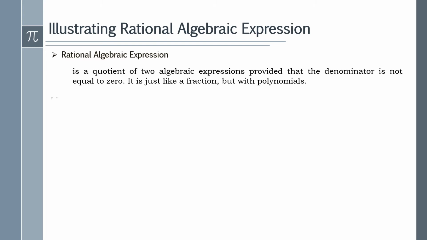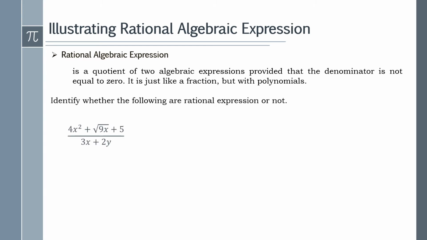So next, again, another example. We have 4x squared plus square root of 9x plus 5 over 3x plus 2y. The question again is, is this a rational expression?